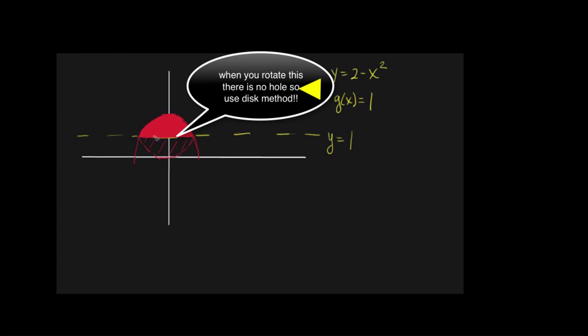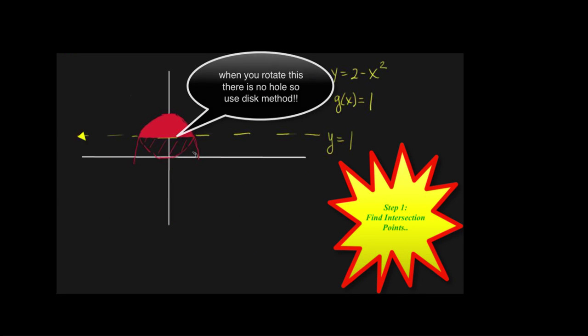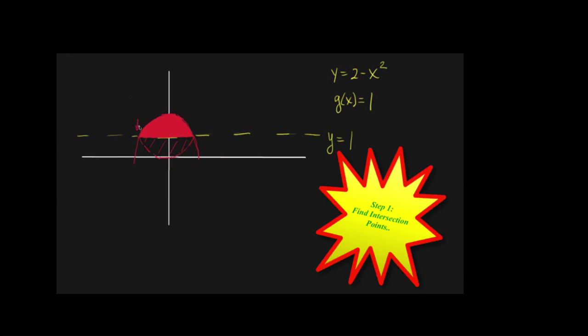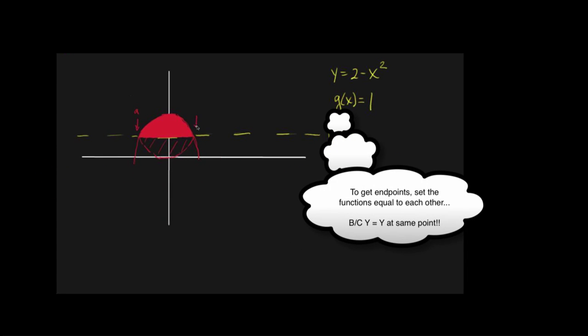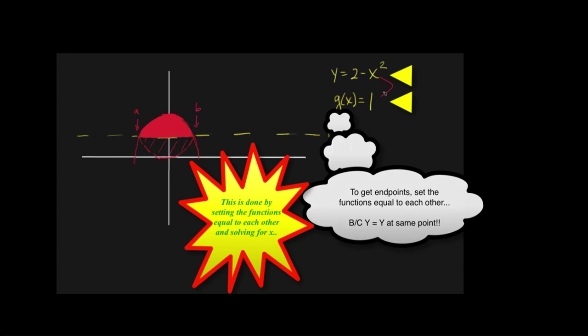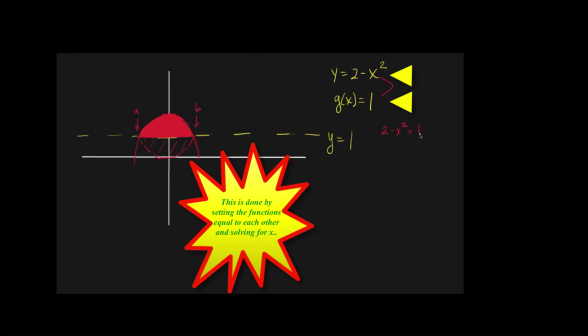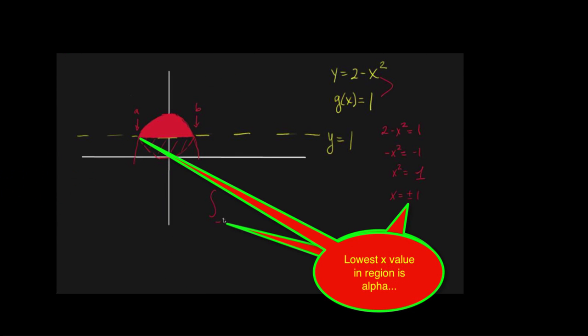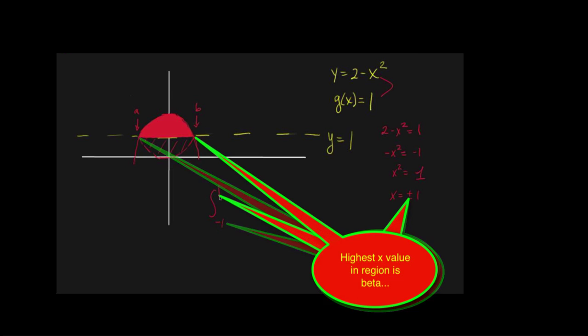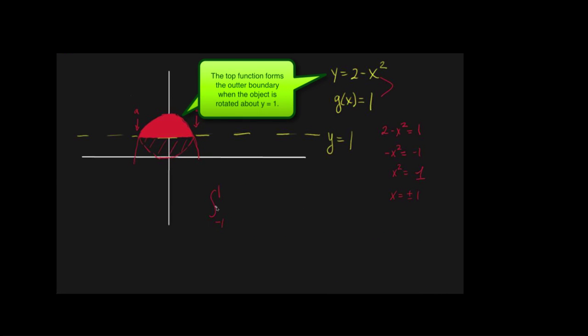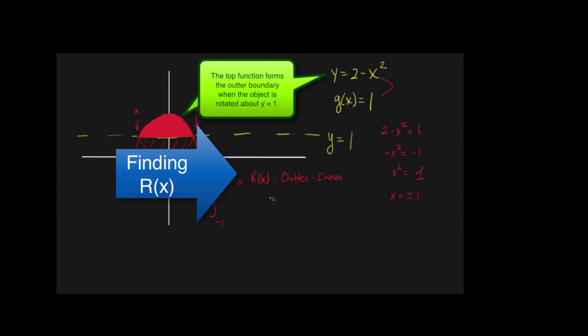So first, we need to determine their intersection points so we can get where this region begins and where this region ends. So if I set these two functions equal to each other, we now have our bounds for the integral. It's going to go from -1 to 1. Okay. And now we need to figure out what's going to happen inside. So which one is the outer?